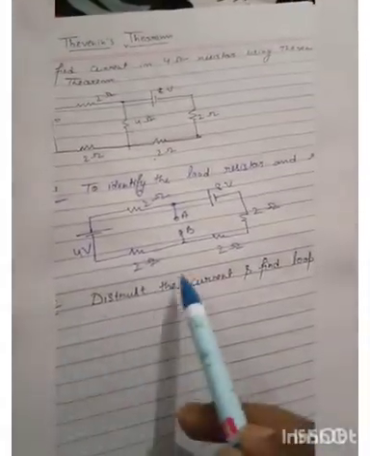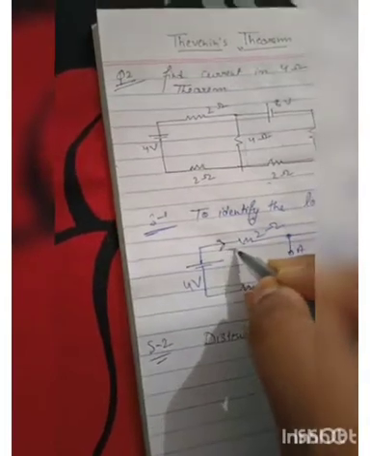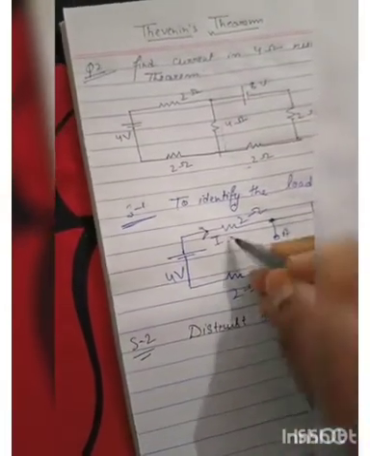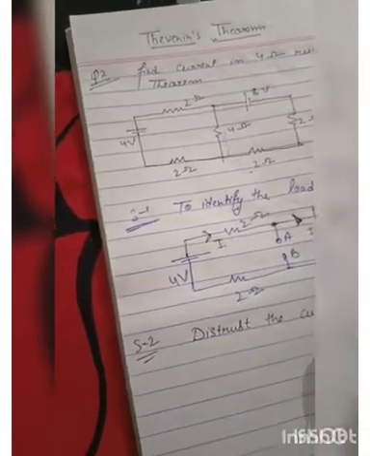Now the second step of Thevenin's theorem is to distribute the current and find the loop equation. Now we have to distribute the current in the circuit. Now we take the current I. It flows from here, there is no break in the circuit. The same amount of current flows here, I, same current.